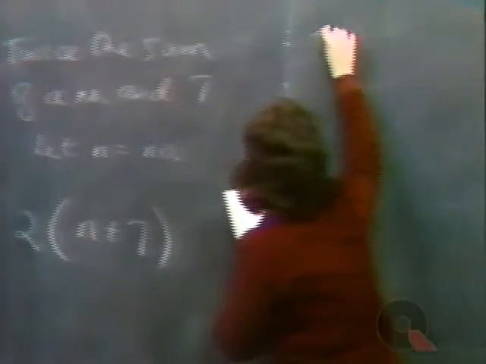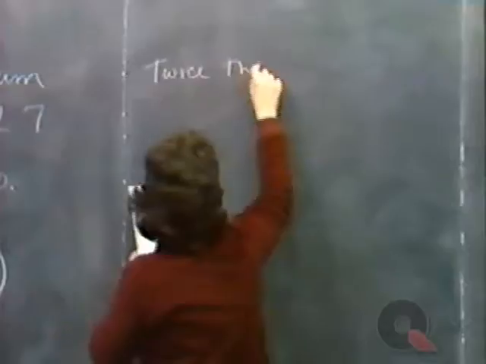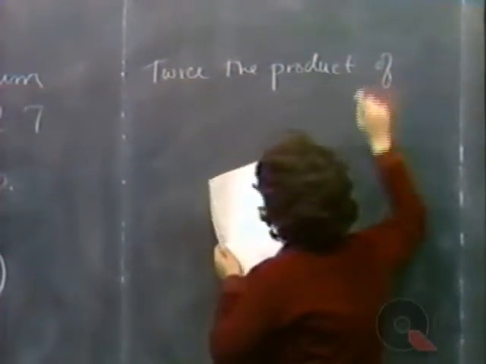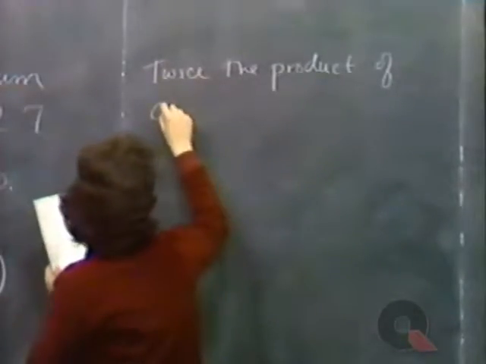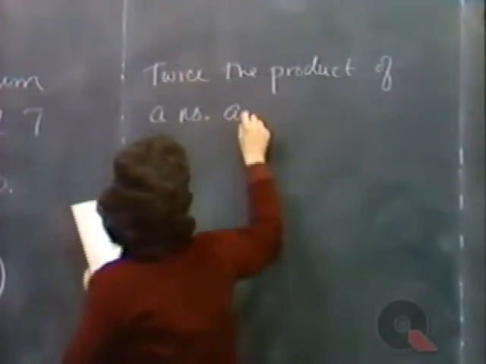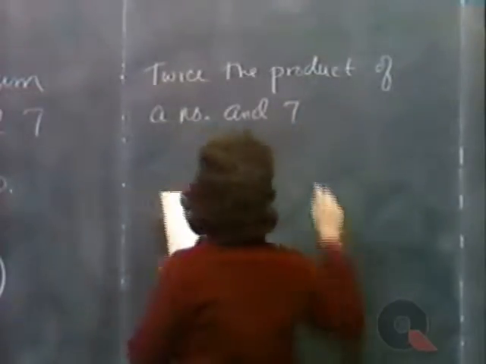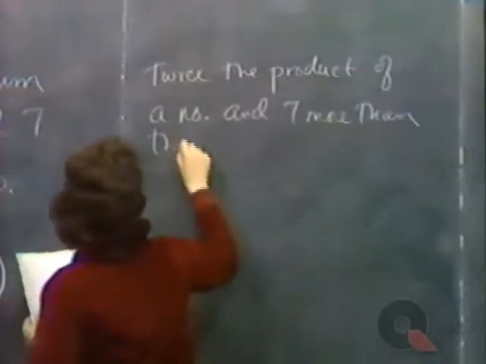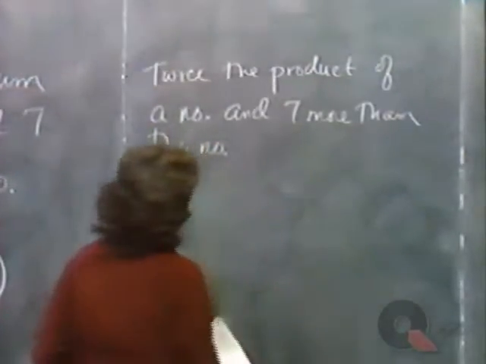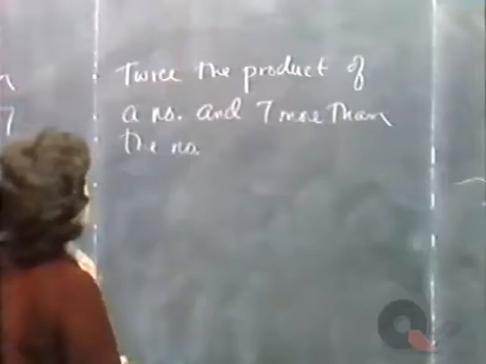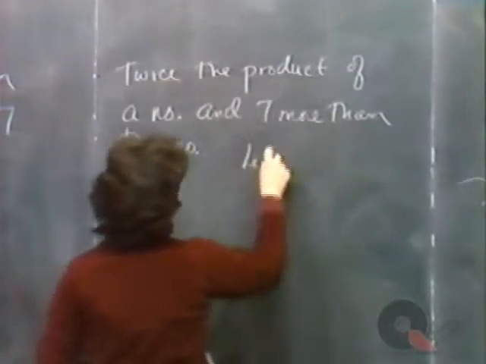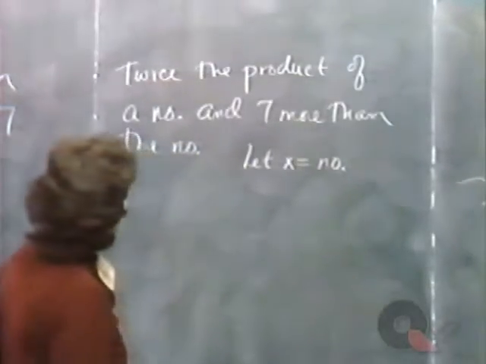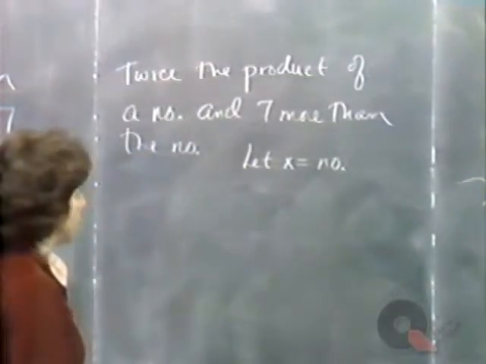Okay, twice the product of a number and 7 more than the number. Twice the product of a number and 7 more than the number. Okay, we can let x equal the number here. We want twice the product of a number and 7 more than the number.